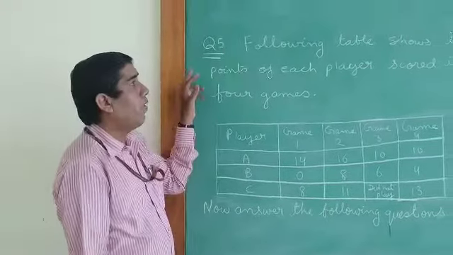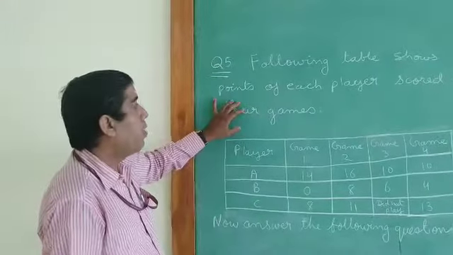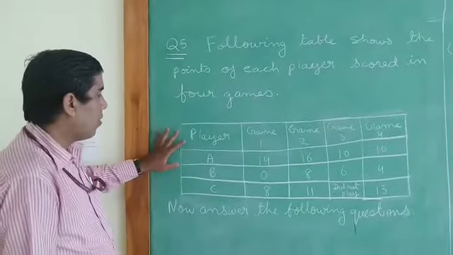Now next, question number 5 of the exercise. The following table shows the points each player scored in 4 games. So you can see the question I am discussing with you.